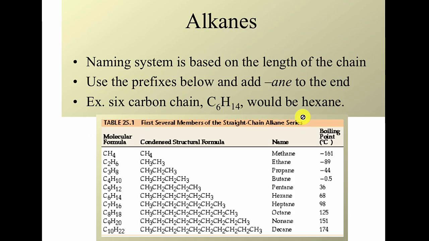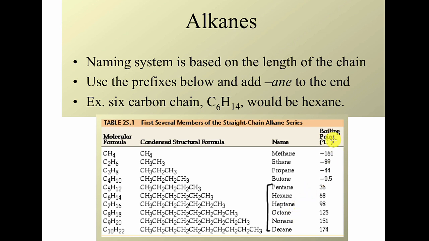So let's just look at some data here. If we're going to name these, the name is based on the length of the chain, and we add the ending -ane at the end. So meth is our first prefix. We have meth, eth, prop, but, pent, hex, hept, oct, non, and dec. Okay, so that would be our name. Now notice that once we get to 5, it goes back to the Latin prefixes. So we have meth, eth, prop, and but for 1, 2, 3, 4 carbons in the chain. So this is methane, this is ethane, this is propane, this is butane, and then we get to pentane, hexane, heptane, octane, nonane, and decane.